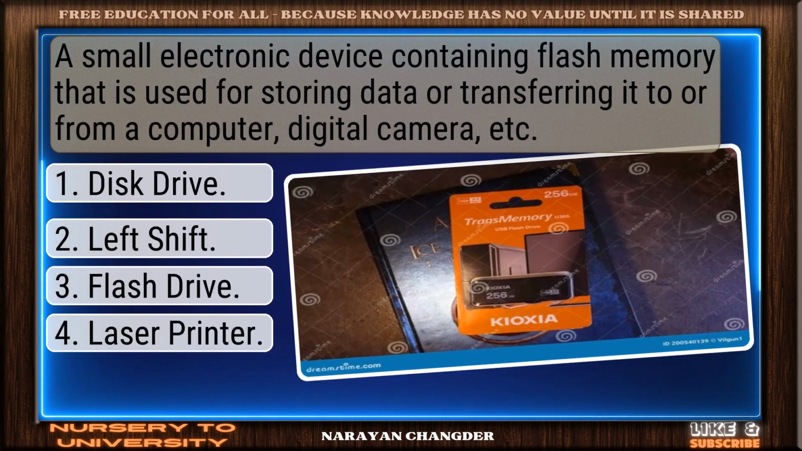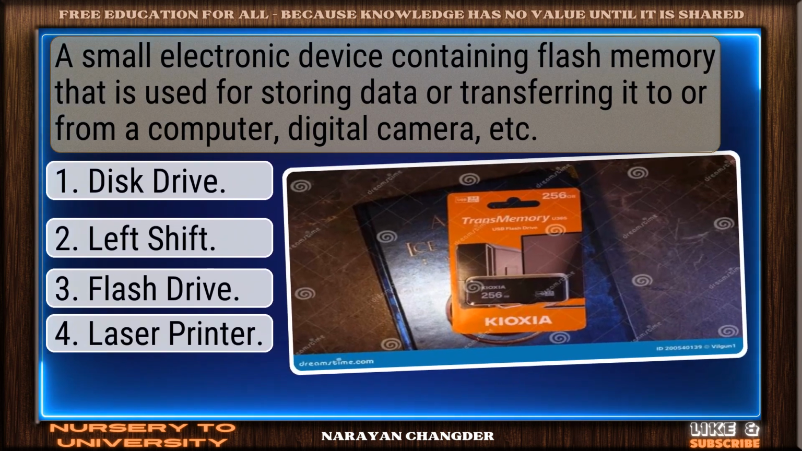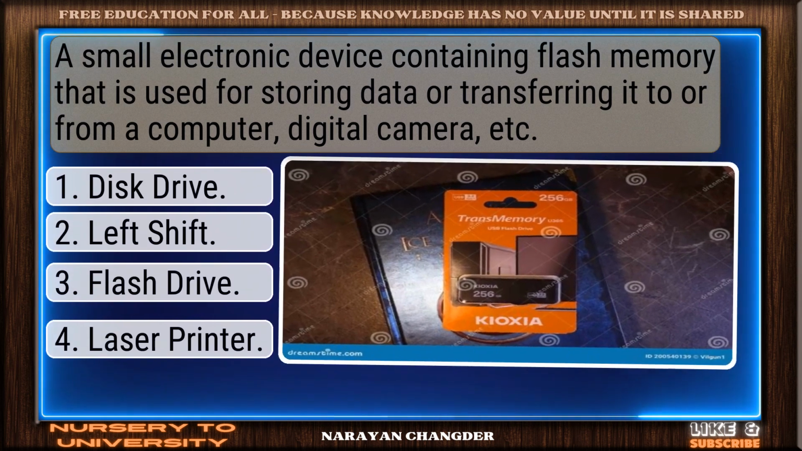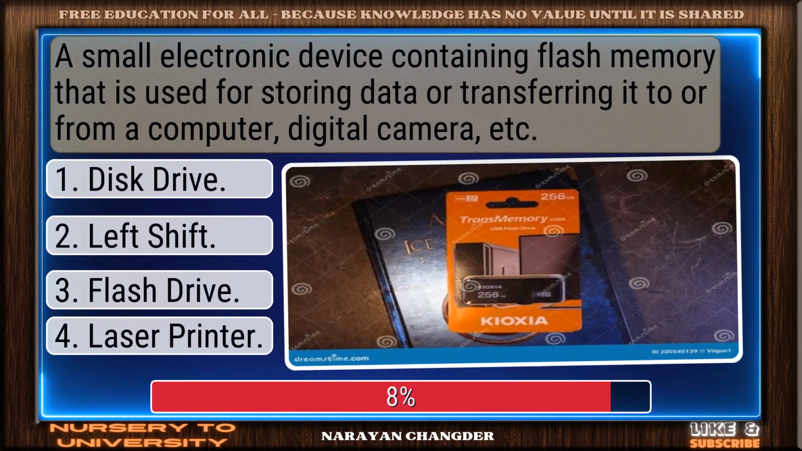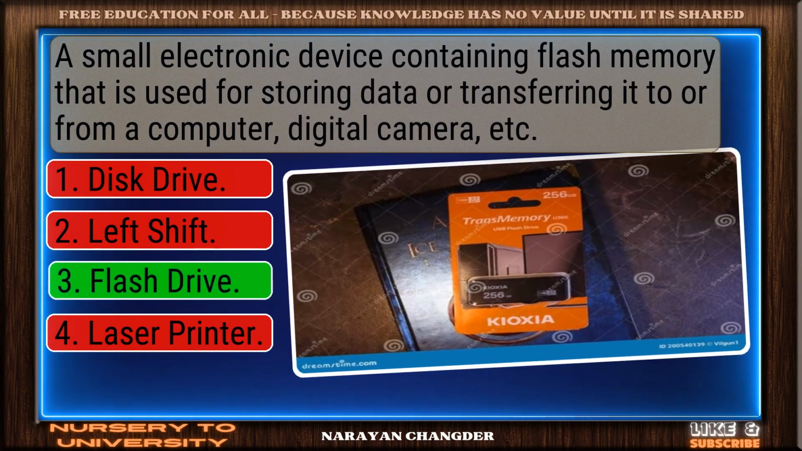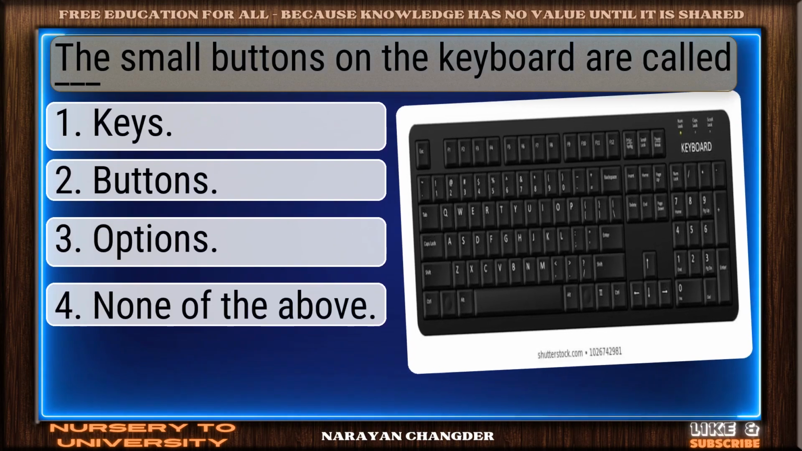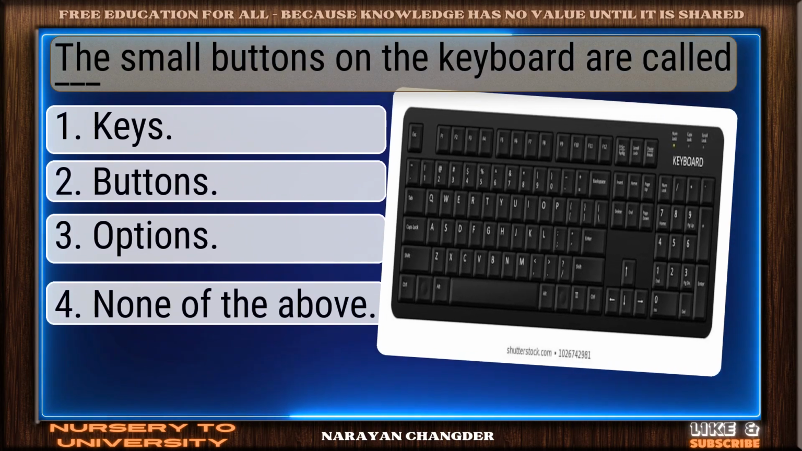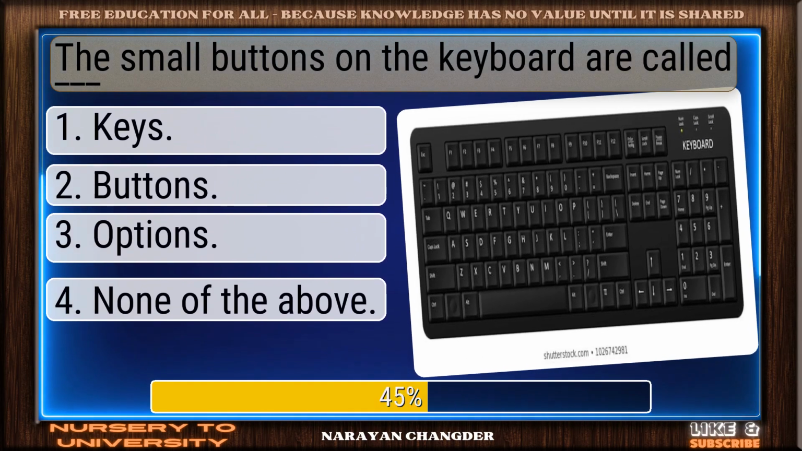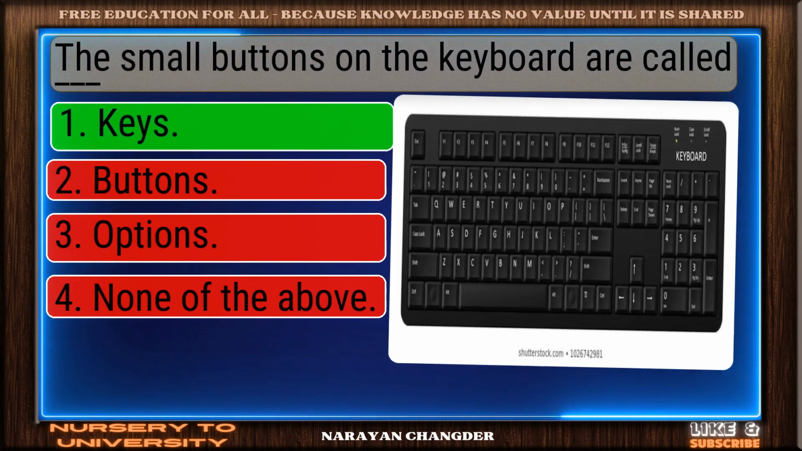A small electronic device containing flash memory that is used for storing data or transferring it to or from a computer. Digital camera at second. Correct response. Flash drive is accurate. The small buttons on the keyboard are called dash. Valid point. Keys is true.